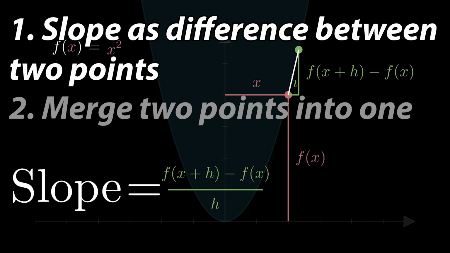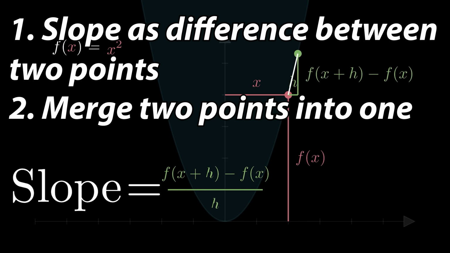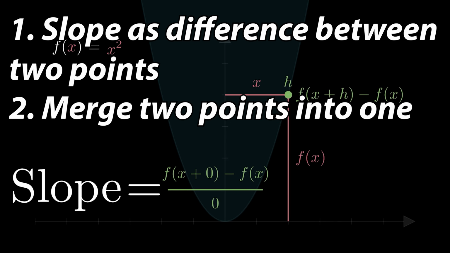Now we go to the second thing on our list, which is to reduce the 2 points into 1 point. The way to do it would be by replacing the h with 0. So after we replace h with 0, we get... Oh no, we get f(x) minus f(x) divided by 0, or in other words, 0 divided by 0. Once again, we have the same problem.